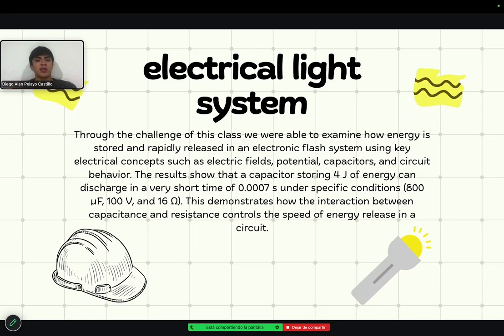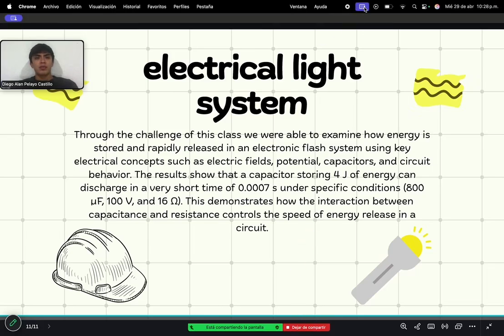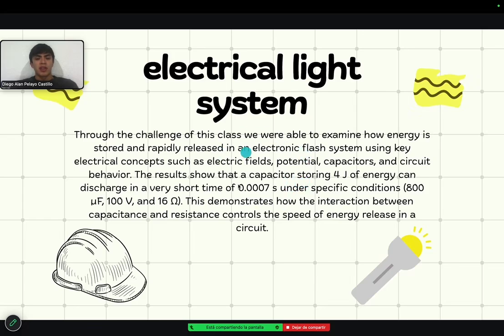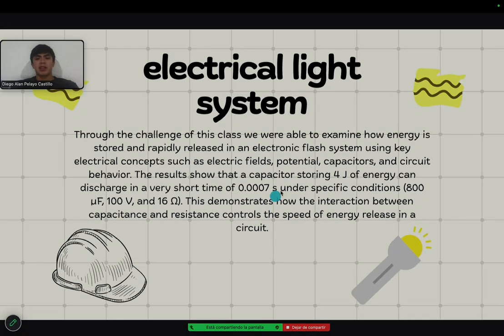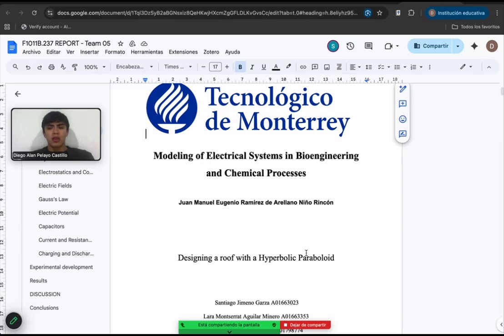We also got to understand how to manipulate the data we were given in order to get to the result. And so yeah, that's basically what we did for this project, and how we developed it. So yeah, for the last part, I was mentioning the challenge.